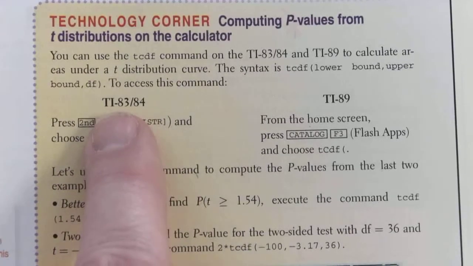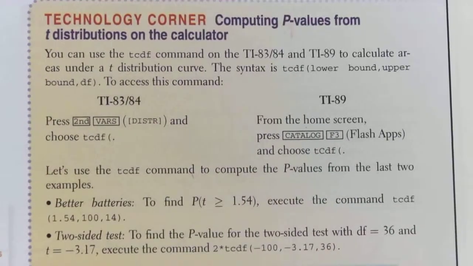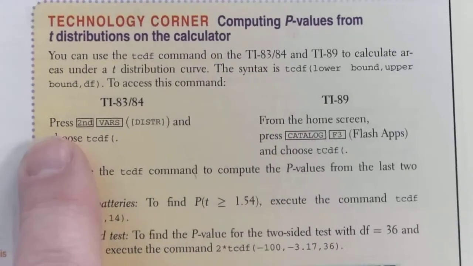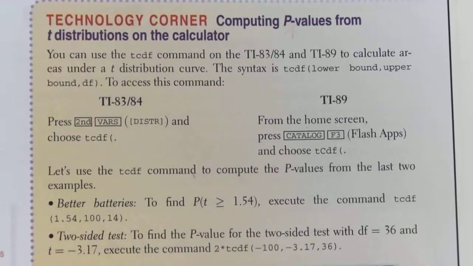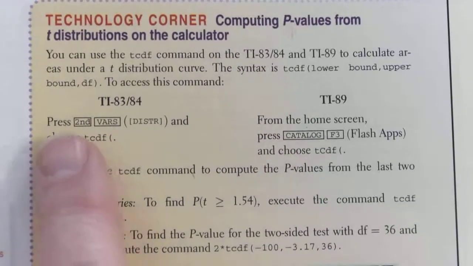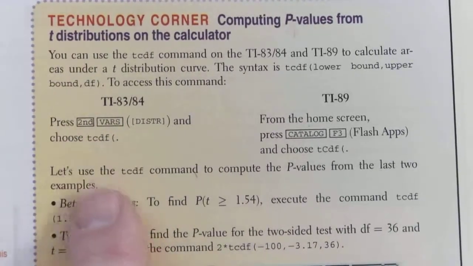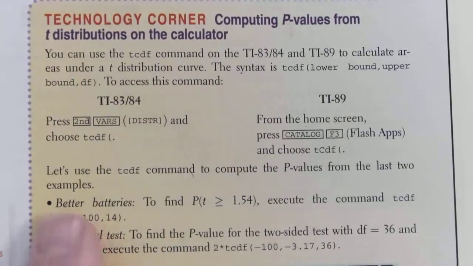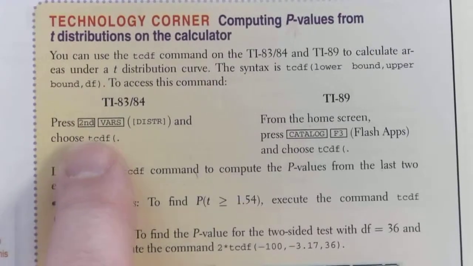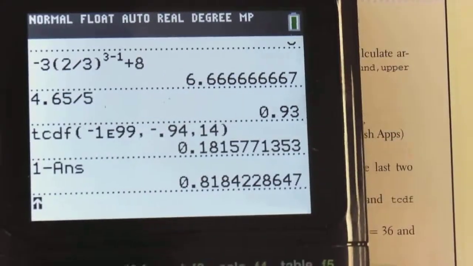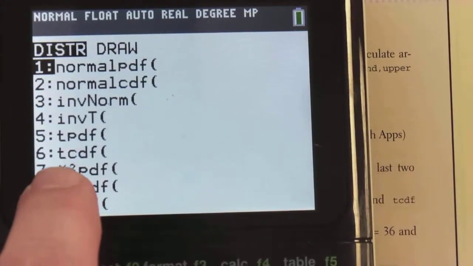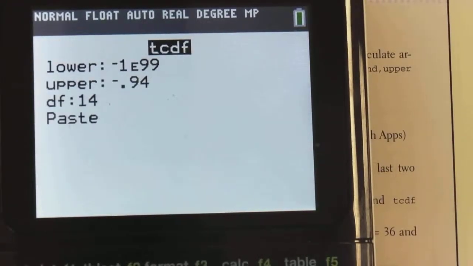Now, if you have a TI-83 or 84 Plus CE, any of these, it's going to ask you for those specifically. We can put it in ourselves. We're going to use this information from the batteries, so hit second on your calculator and the VARS button. I've already hit second, VARS, and then you're going to go to number 6, tcdf.